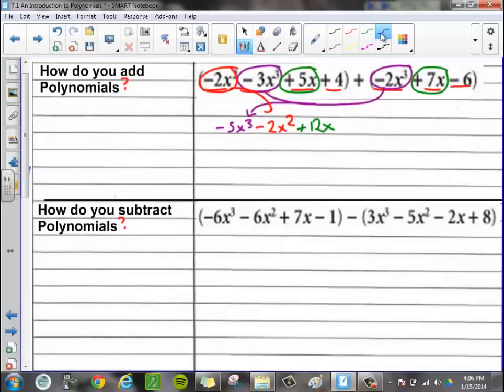And lastly, we have this 4 that we have to add to a negative 6. Well, what's 4 plus negative 6? That's really just 4 minus 6. So we get minus 2 here. And that's how you add polynomials, by adding the like terms.